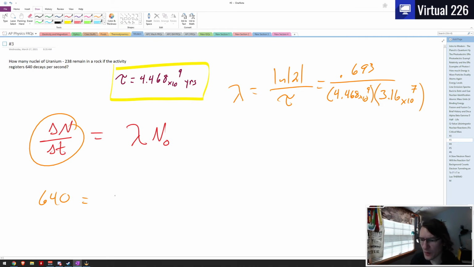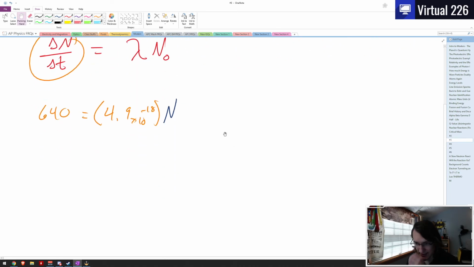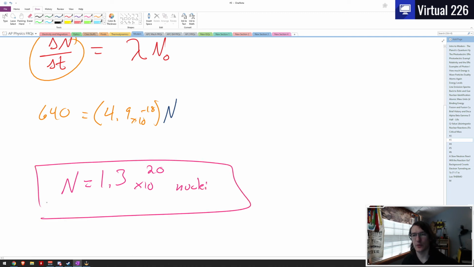So when we run that number for all of that, we get a value of lambda of very small, 4.9 times 10 to the minus 18. And then this will be N. It'll be how many nuclei remain here. So we just divide by the 4.9 times 10 to the minus 18, so we'll get a large number here. So we do 640 divided by that lambda value, and what we get here is a value of N equaling 1.3 times 10 to the 20th, and this is nuclei. So that's how many nuclei of this uranium-238 remain in our rock.